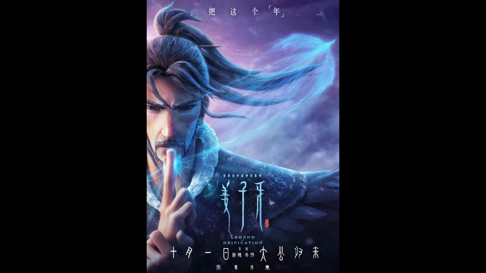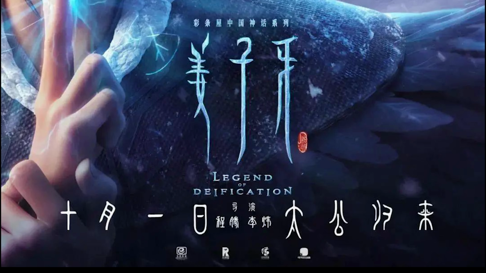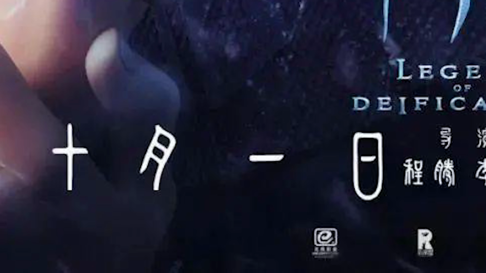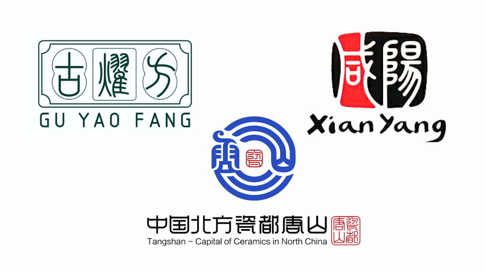They use them in this poster for this animated movie about Jiang Ziya. They even use them for the release date. Can anyone understand when the movie's actually coming out? Okay, joke. Dates are still relatively easy to understand even in these characters. They also use them in Chinese logos when they want to look really cultural or mysterious.